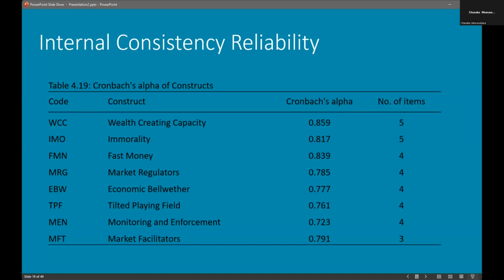So for those things, I think it's good if you can discuss that with your supervisor, along with your own output, because it depends on your research, it depends on the number of items you have, it depends on your sample. So there are a lot of other variables that we have to think about when we are thinking about this reliability and validity.